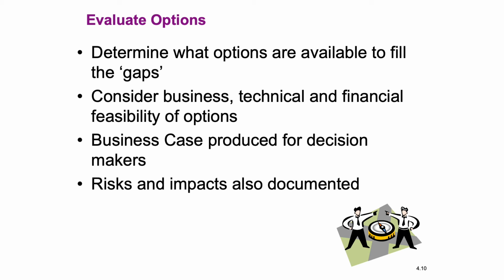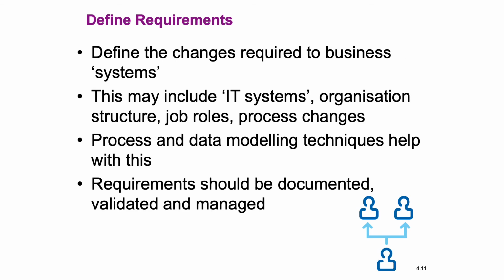So now we've convinced our decision makers of the change to go forward with, we can now move on to the final phase of the process model. So this is where we define requirements. And those requirements are essentially changes required to business systems. So that may include IT systems, in which case we need to elicit functional and non-functional requirements.